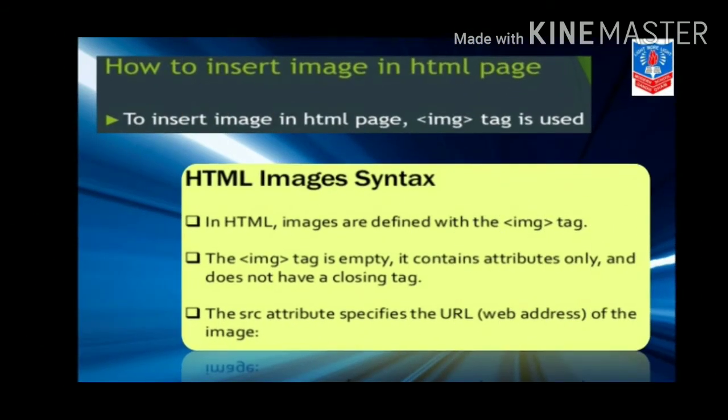Students, now we will learn how to insert an image in an HTML page. To insert an image in an HTML page, the img tag is used, img in between angular brackets. The syntax of HTML image is: in HTML, images are defined with the img tag. The img tag is empty. It contains attributes only and does not have a closing tag. Okay, and the src attribute specifies the URL of the image. The img tag, the src attribute, and one more, the alt attribute, we will study ahead. The src attribute specifies the URL, that is Uniform Resource Locator, that means the web address of the image.